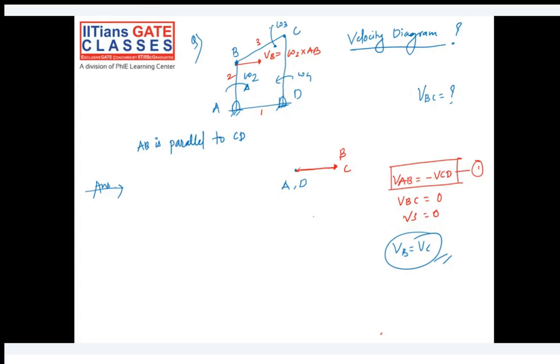Yeah, so if you want, you can write down a note that whenever two links are parallel in a 4-bar chain, or whenever the input and output links are parallel to each other, the velocity of coupler will be 0, and in that case the velocity diagram will be a single line. That is what we understood from this particular scenario.